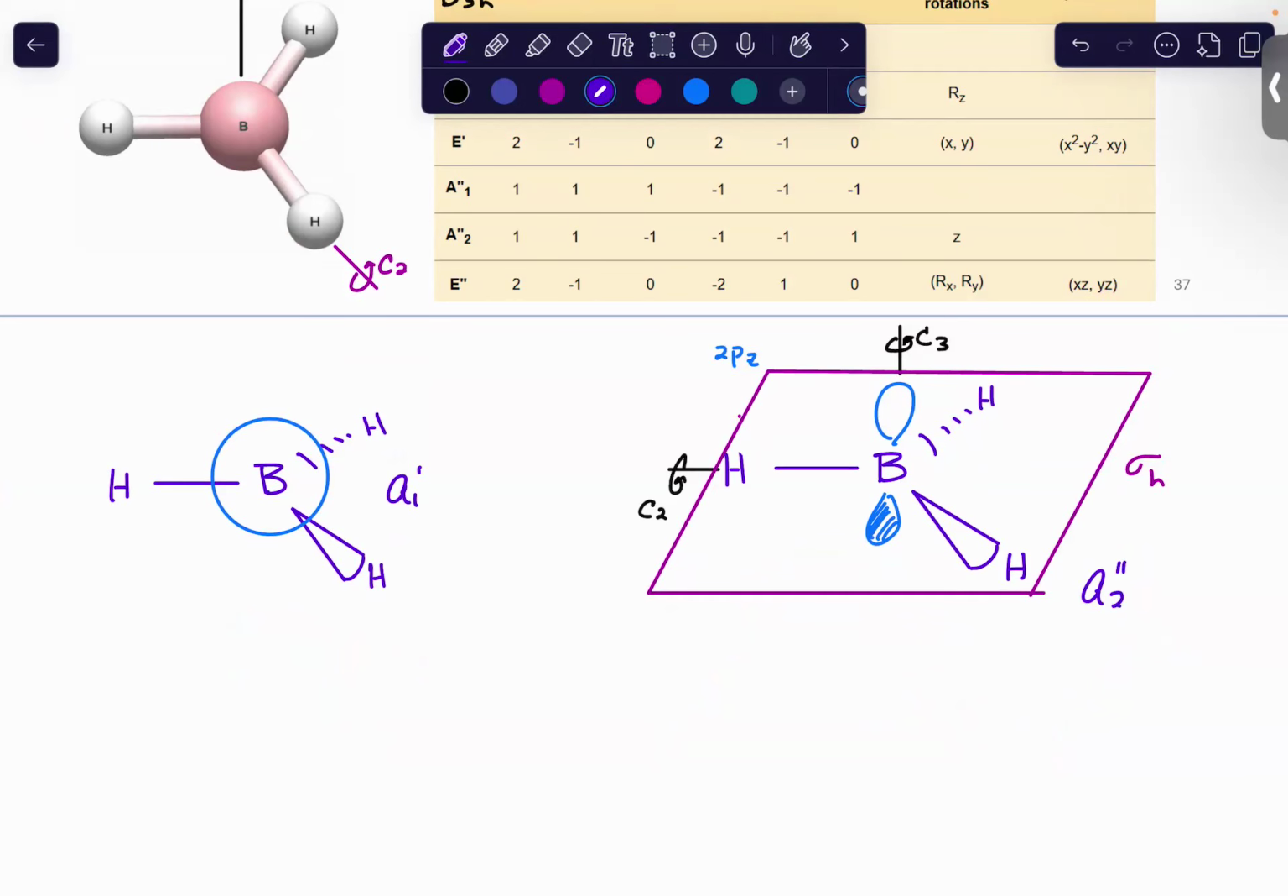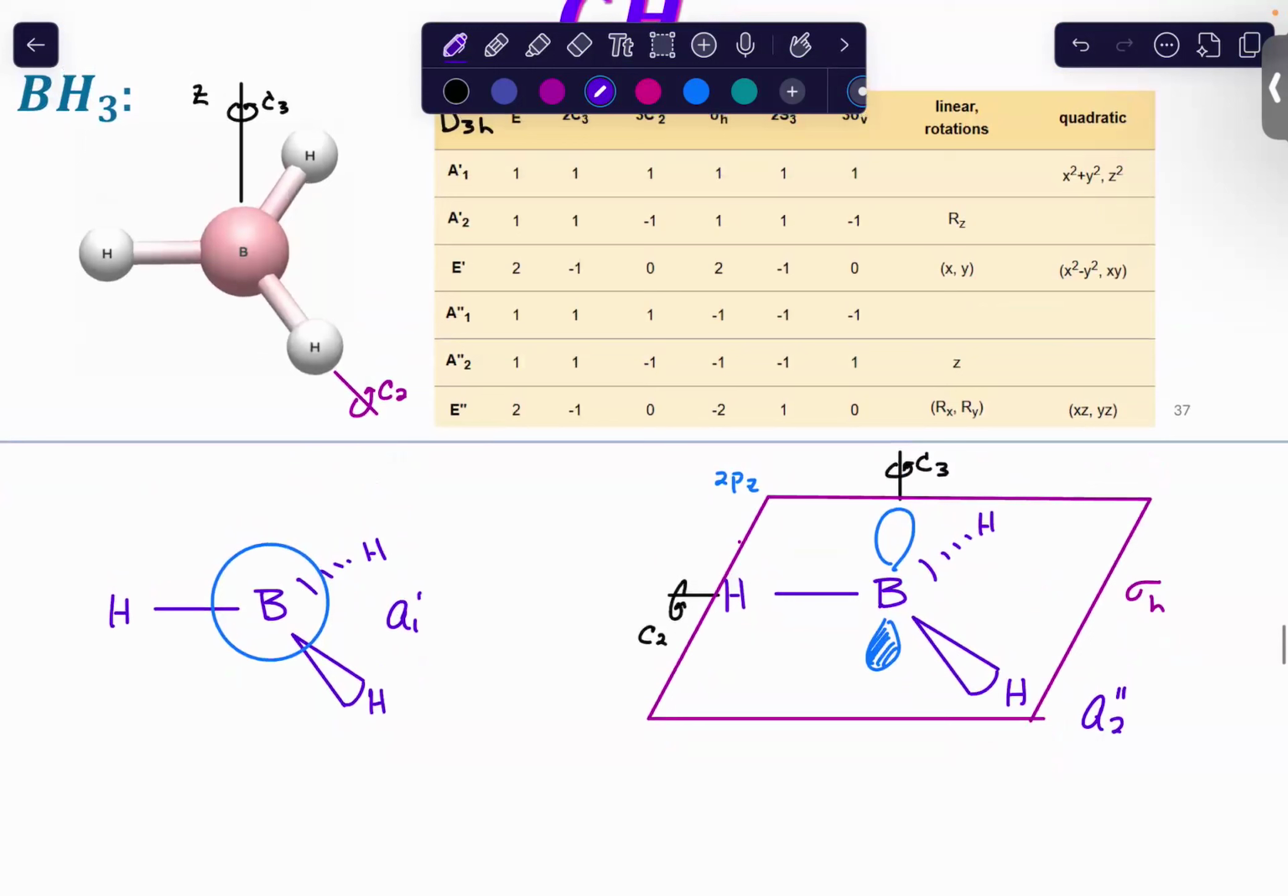A2 double prime. Wait, I have a question. If I'm doing IR on this, because that one, the A2 double prime is IR active, would I be able to just see then if there's any interactions with that orbital? Is that what I'm looking at? No, the IR is going to be more for the bonds, not the orbitals. Okay. So you're looking at bond stretches or deformations.